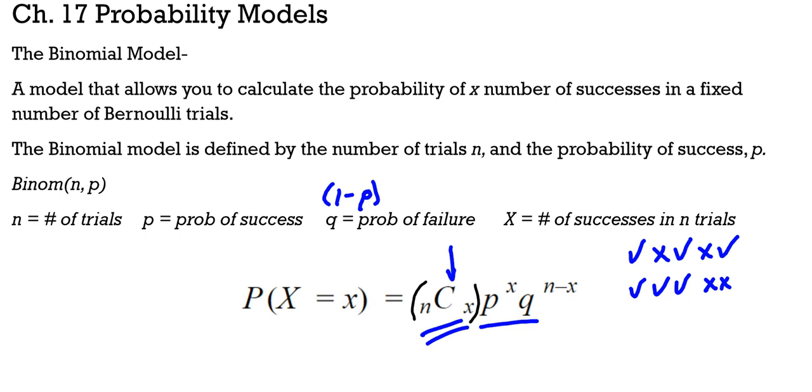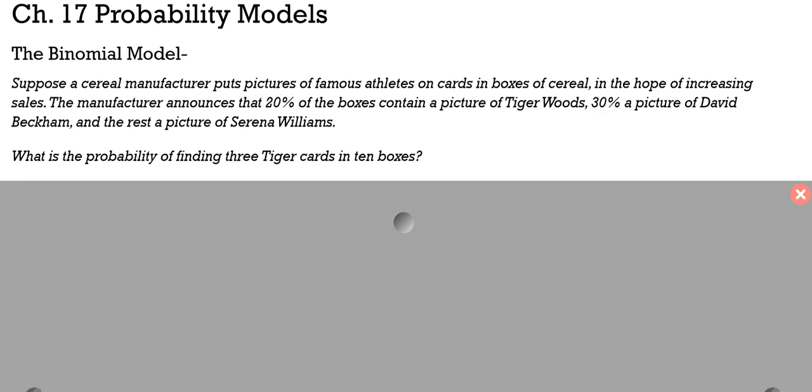So we'll go back to our trading cards in the cereal boxes. So the type of question here is the probability of finding 3 tiger cards in 10 boxes. If we're distinguishing the geometric from the binomial, if they give you a number of trials, then we're talking about a binomial. 9 times out of 10, that's what we're talking about. And so our 10 is the n, and our 3 is the x.